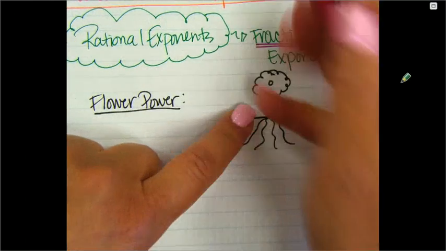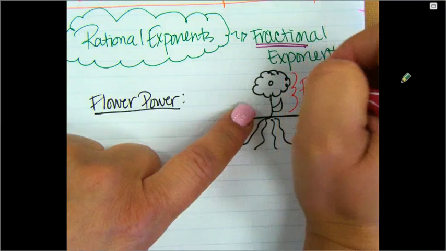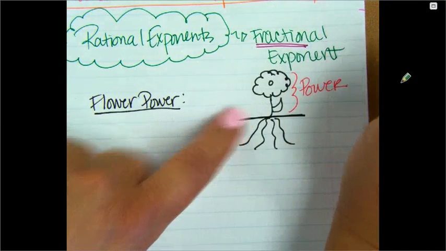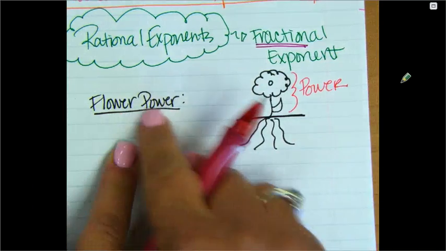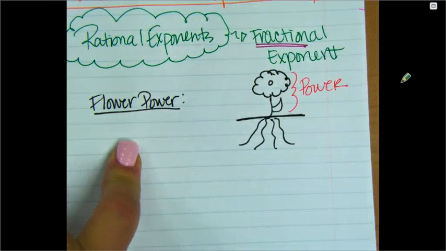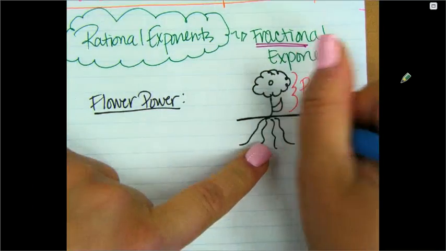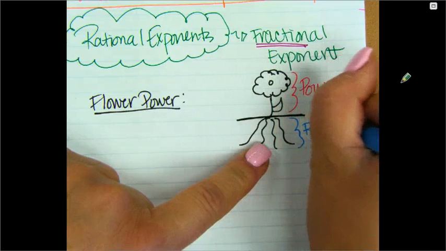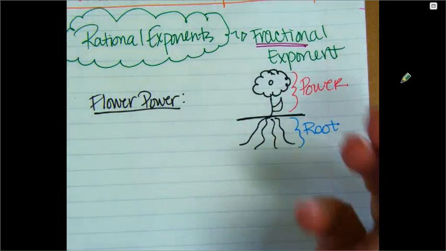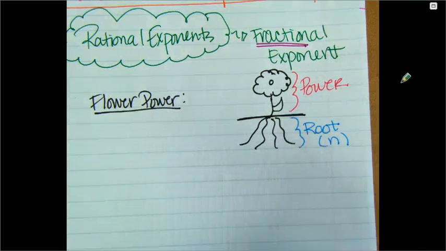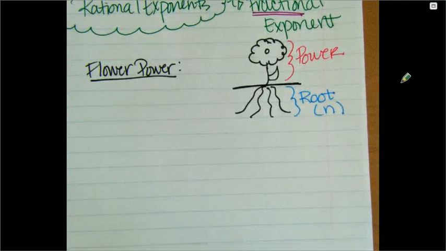So my flower is what I consider to be the power. All right, hence the word flower power. The flower is the power. And the bottom, the roots, are, guess what? It's just the root. And we dealt with the root last week, and the root was considered to be n, whatever n was. Do you remember that? And what did I do with that root?